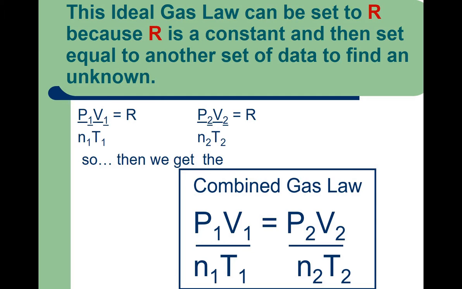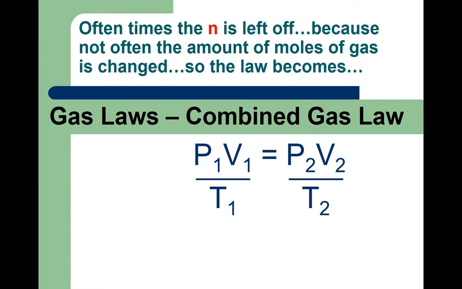The combined gas law just combines two different scenarios where they're both set to R. Remember I told you that you can get a lot of the gas laws by knowing PV = nRT. If you solve for R and set them equal to each other, you get the combined gas law. A lot of times we don't change the number of moles of gas, so the n's will drop out. So it'll just be P1V1 divided by T1 equals P2V2 divided by T2. We can drop the n's out if we hold the moles constant.